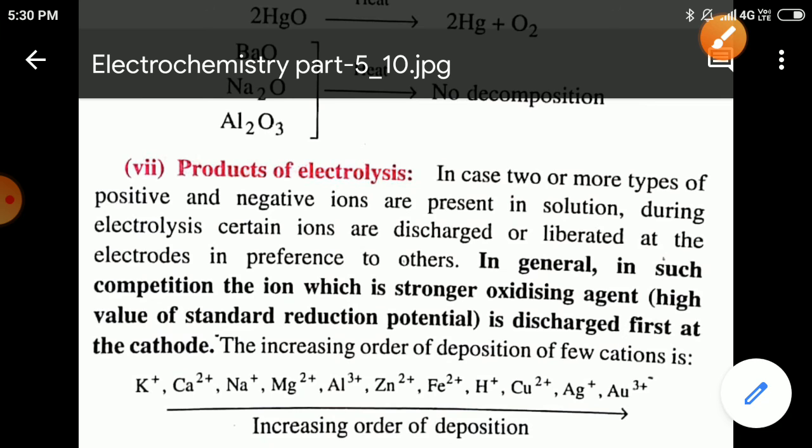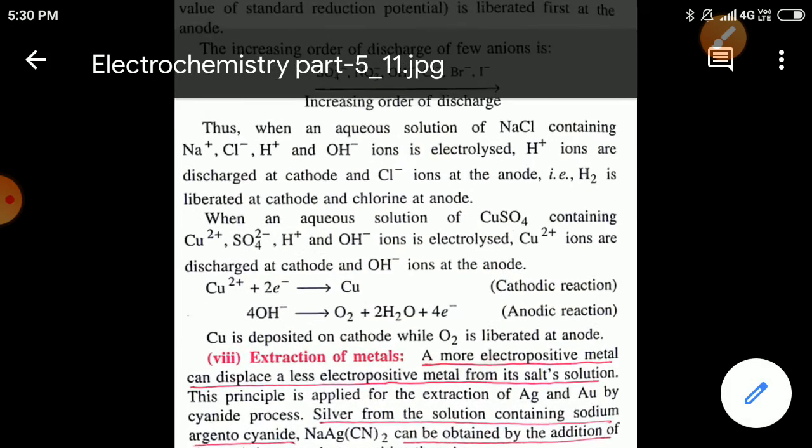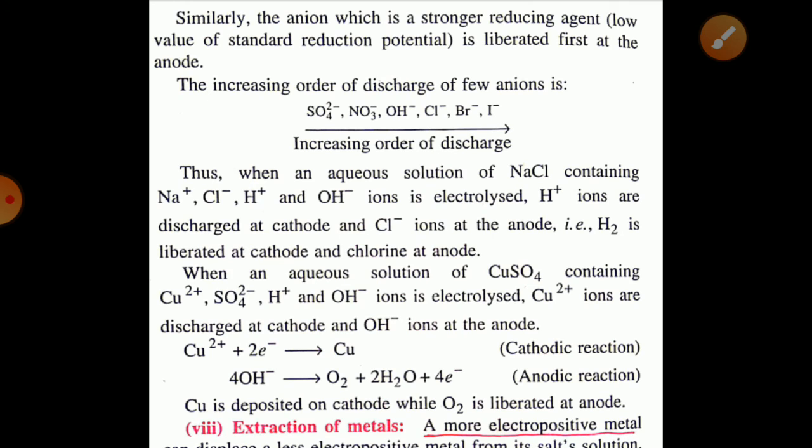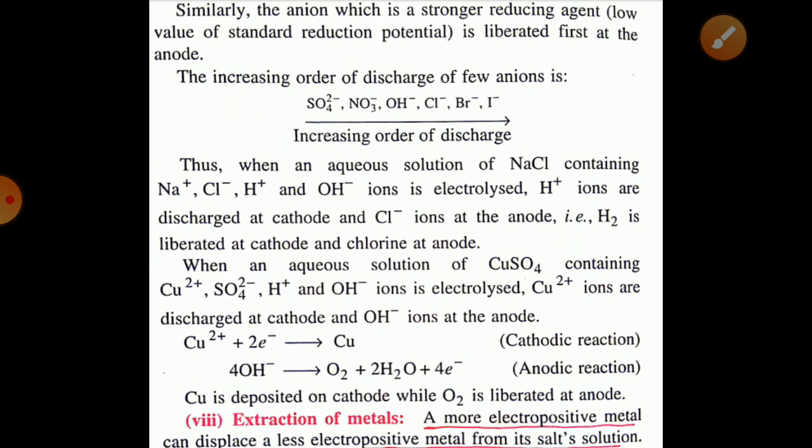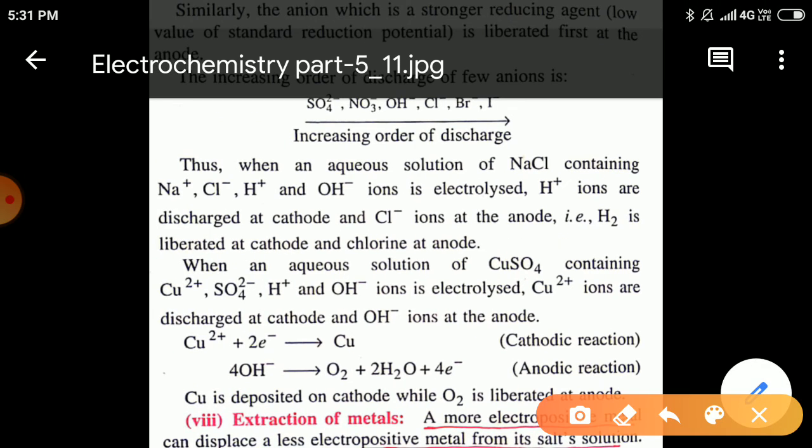Here some chemical species are given, metals in terms of electron losing character, that is potassium ion, calcium ion, sodium, in increasing order of deposition. Now the next point: some anions are given, like sulfate, nitrate, hydroxyl, that is hydroxide ion, chloride, bromide, iodide. The increasing order of discharge potential is from left to right in this series of chemical species.